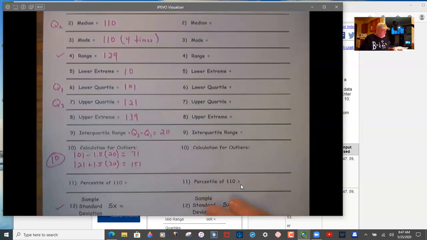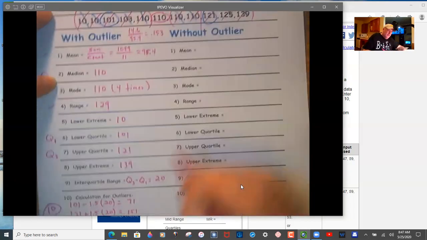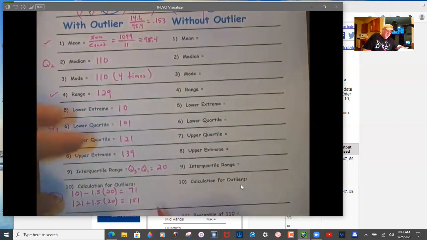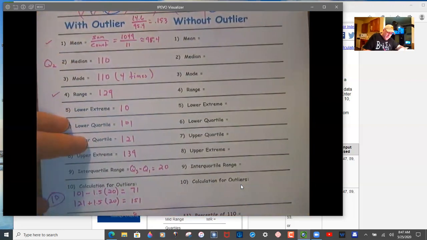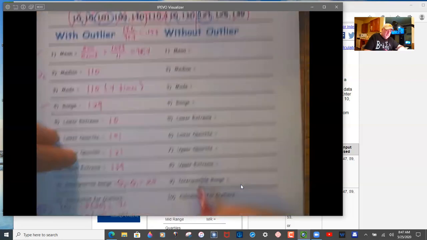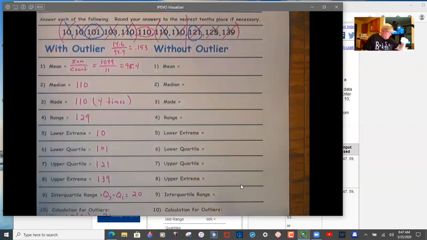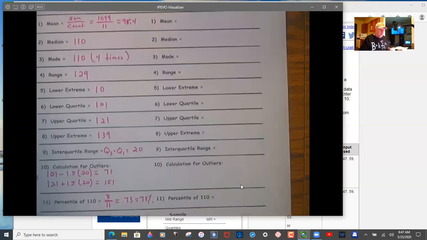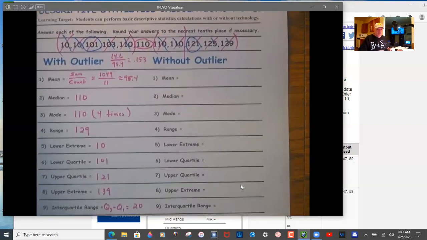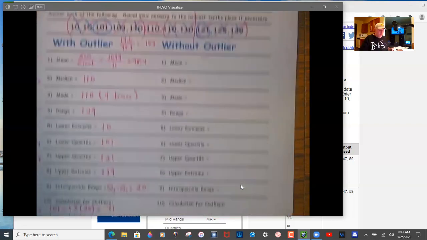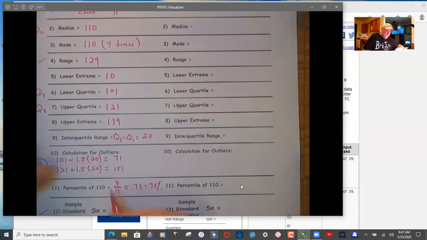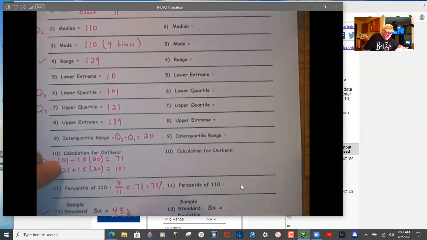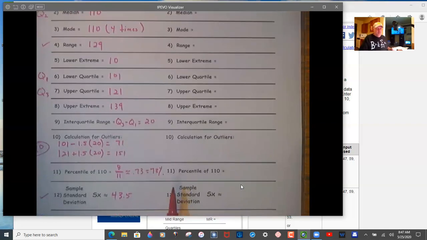Percentile of 110. So you count to the last 110. This is like a ranking of where did you finish relative to everyone else. So it's the last 110 out of the total number of numbers. So 0.73, 73rd percentile. If your score was 110 and this was a set of scores, you'd be in the 73rd percentile. And then this, you would have to get this from either your calculator or calculator soup.